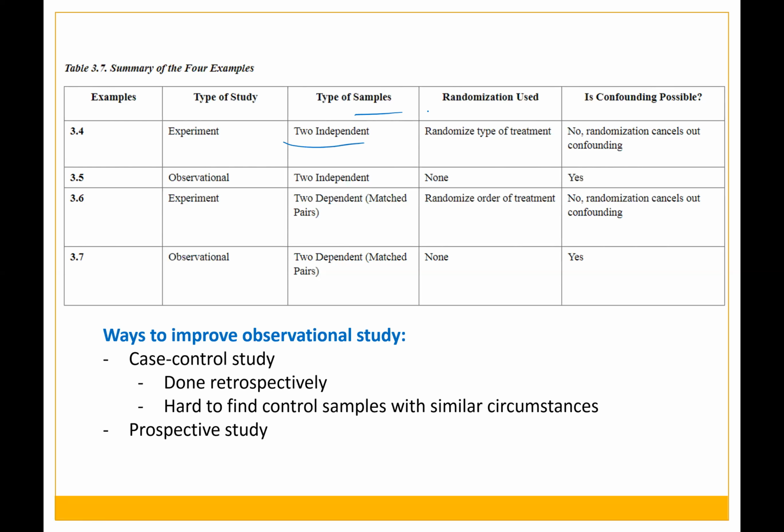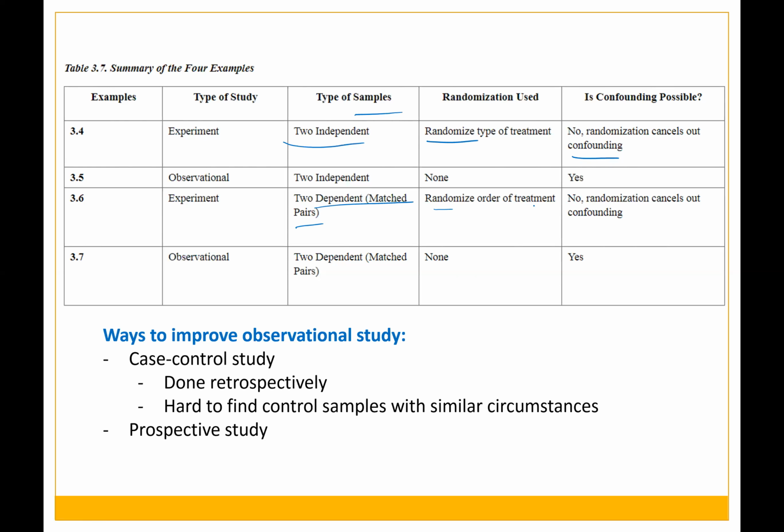We're going to have treatment, where how you put each subject into each group is chosen by random, and usually that randomization will help us eliminate the effect of confounding variables. We also have experimental with two dependent matched pairs.